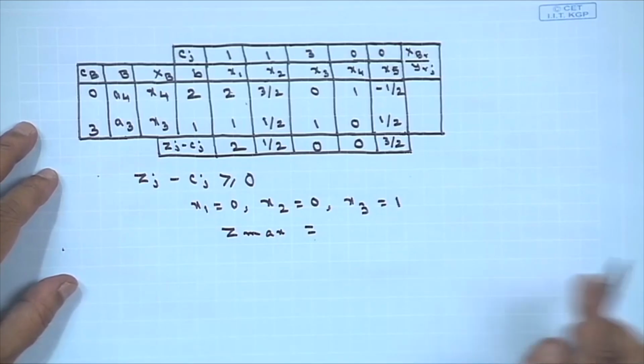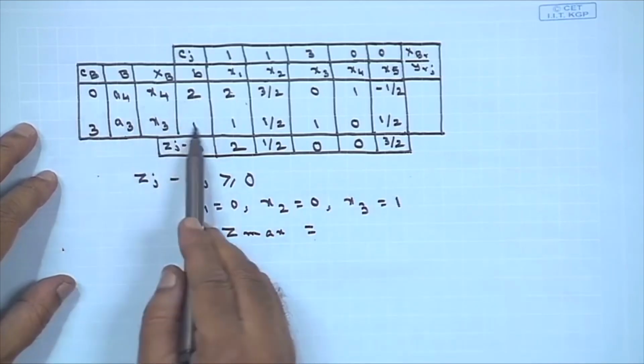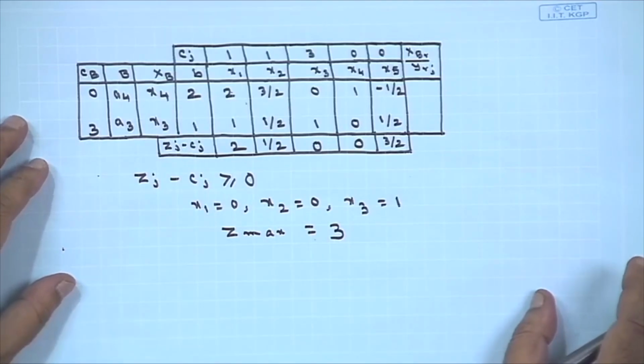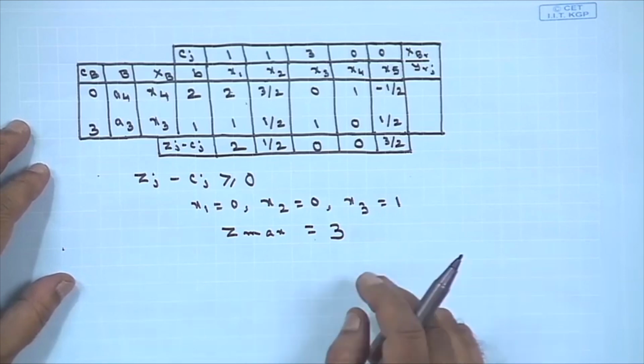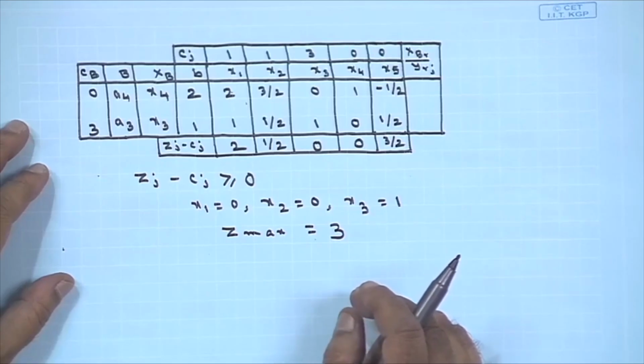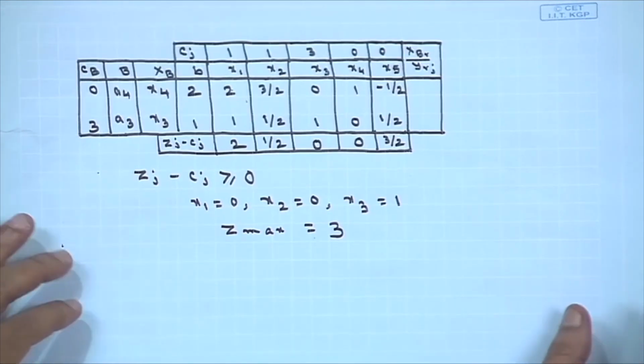Value of z max, obviously this into this plus this into this. So, the value of z max will become 3. So, this is the solution. Again, if you note that for this case also the solution is unique. So, I hope it is clear.